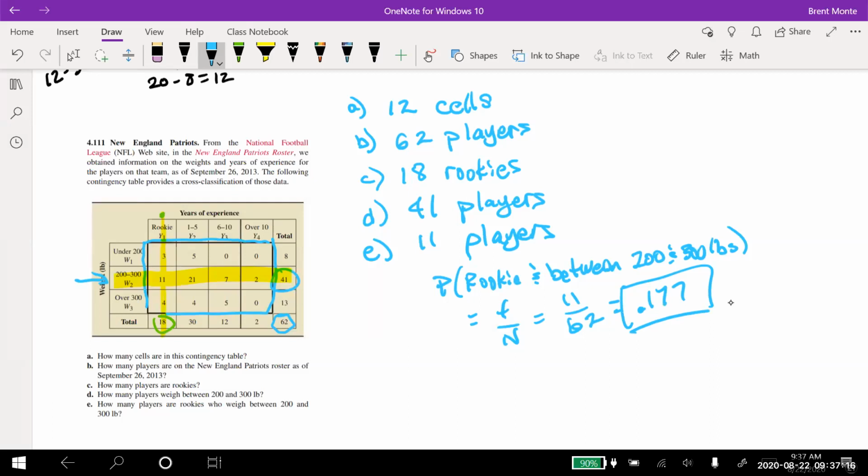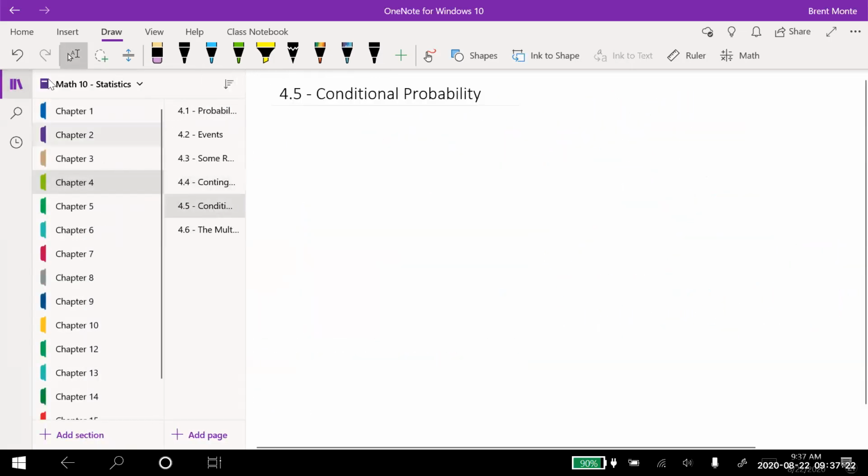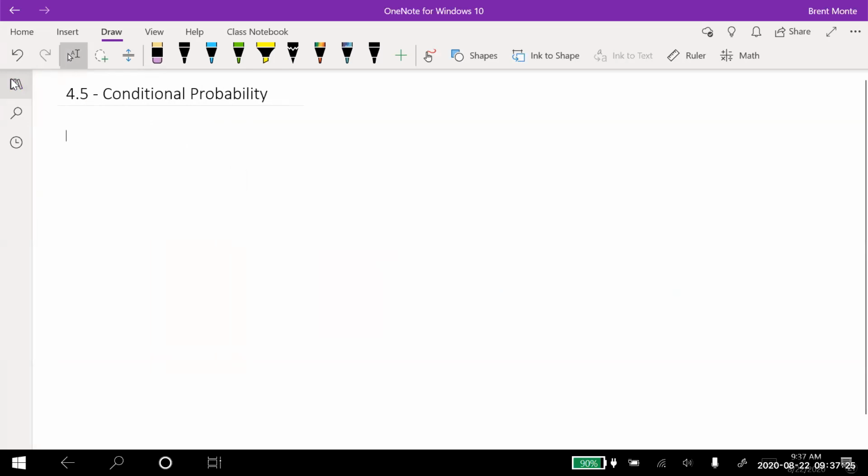Okay, so that's the idea. Now let's jump into the next section, see what's going on there. So now we're in 4.5, conditional probability. With conditional probability, we add a condition on. What that means is I have additional information. They write conditional probabilities this way.